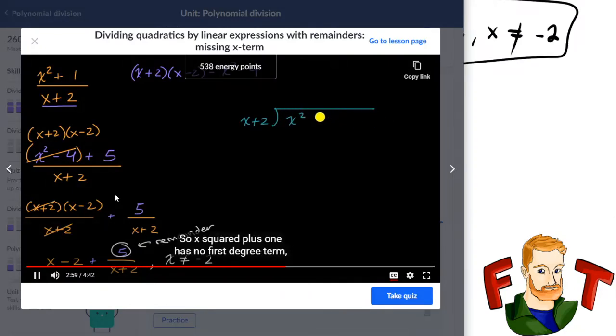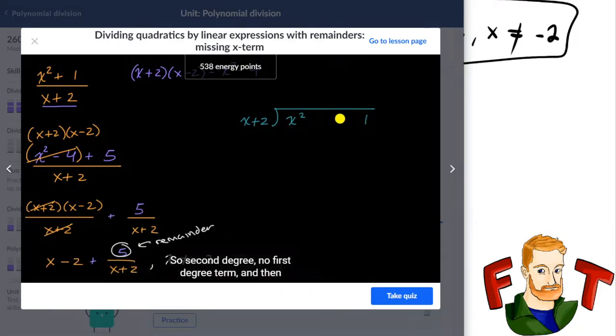So x squared plus 1 has no first degree term. So I'm going to write the 1 out here. So second degree, no first degree term, and then we have a 1, which you could view as our 0 degree term or our constant term. And so if we do the same drill, how many times does x go into x squared? We'll just look at the highest degree terms here. x goes into x squared x times.